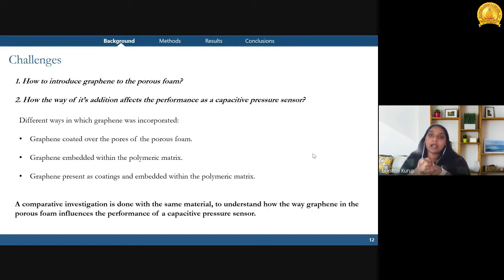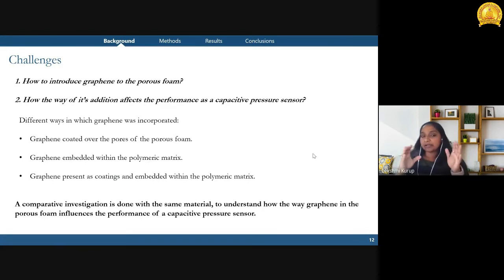Since I said that I used a conductive polymer composite, and we have many conductive fillers available in the market, such as graphene nanoplatelets, graphene nanopowder, reduced graphene oxide sheets, carbon derivatives and many other things, I focused on graphene because it is one of the promising materials that researchers now use because of its higher conductivity.